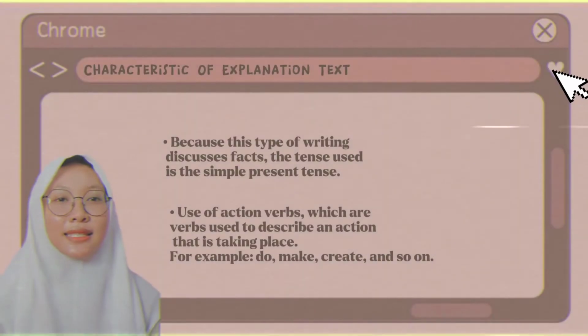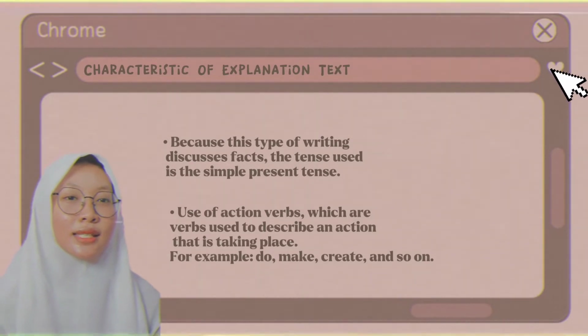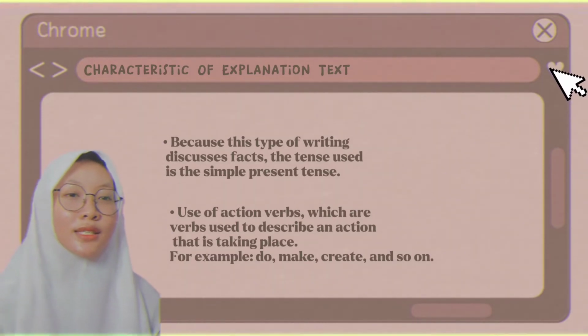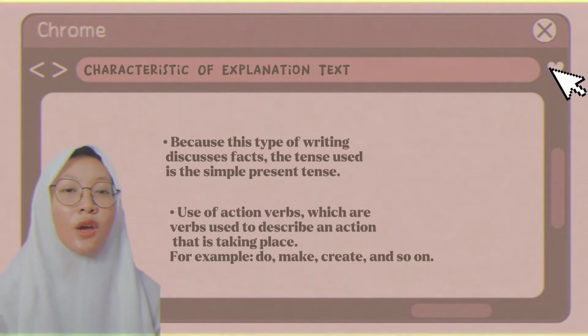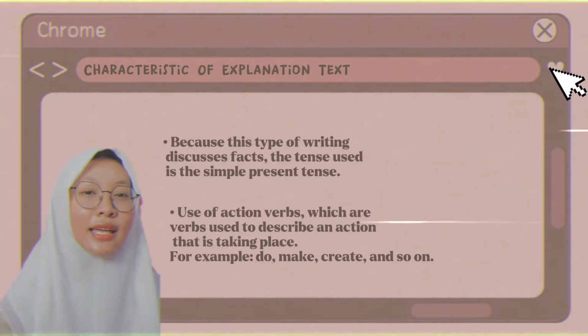Then we will discuss the characteristics of an explanation text. So that you are not confused, there are some special characteristics of explanation text that distinguish it from other types of writing. Because this type of writing discusses facts, the tense used is the simple present tense. Use of action verbs, which are verbs used to describe an action that is taking place. For example, do, make, create, and so on.